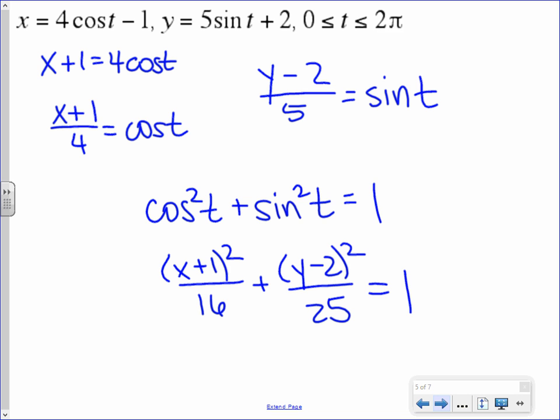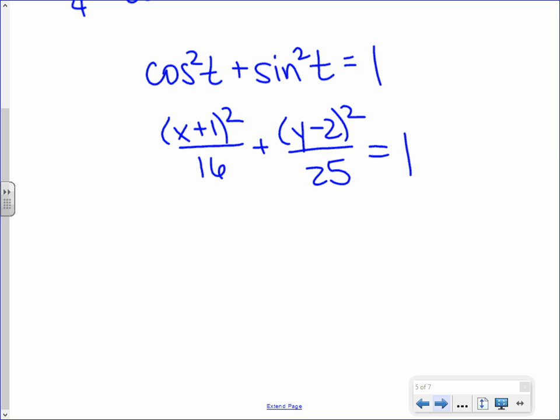What is that? It's an ellipse. Where's the center? It is negative 1, 2.